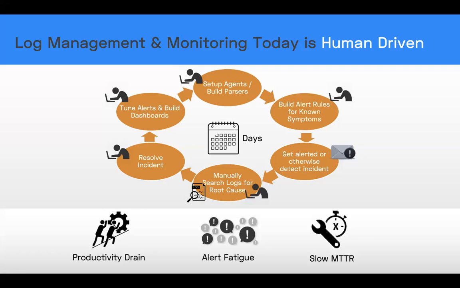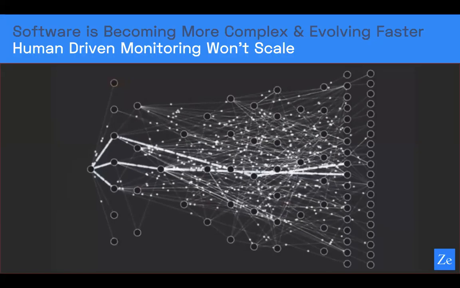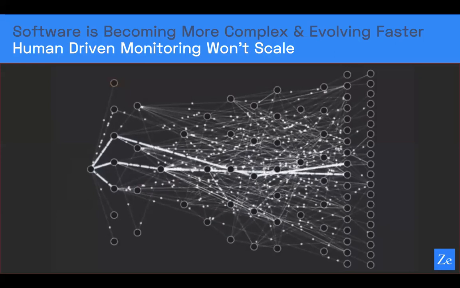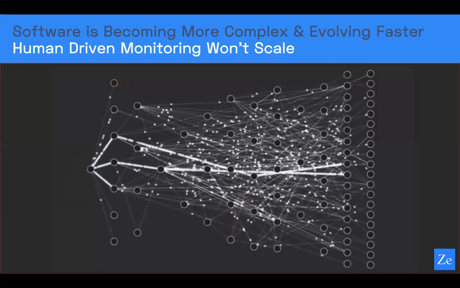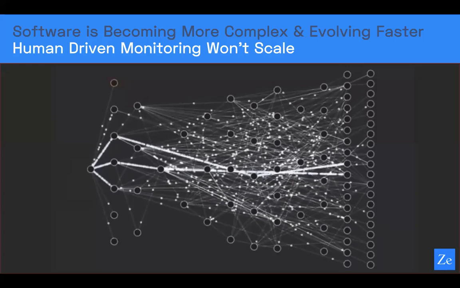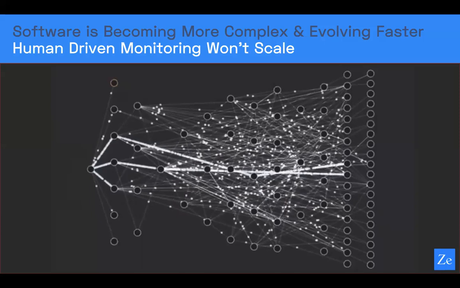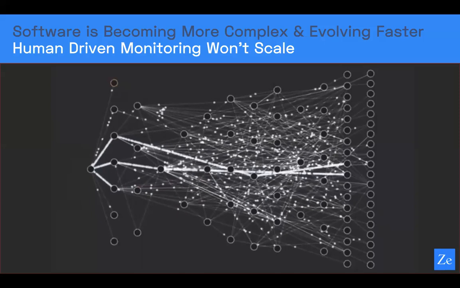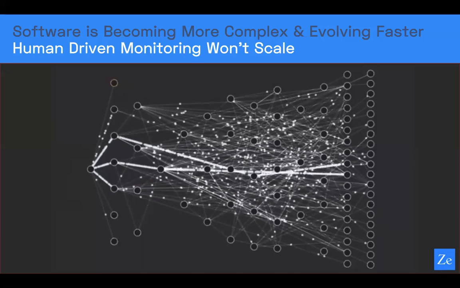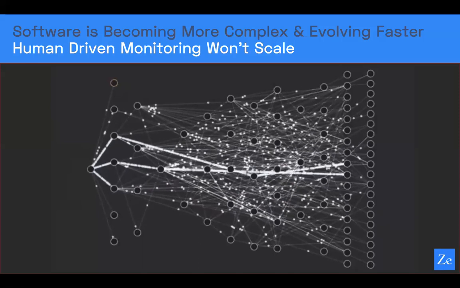Now, as I mentioned before, with today's environments, software becoming more complex, Kubernetes, distributed apps, and so on, the number of possible failure modes has exponentially increased to the point where we fundamentally believe that human-driven monitoring, like I just described, simply won't scale. And we see it already breaking today. So where's all this going?